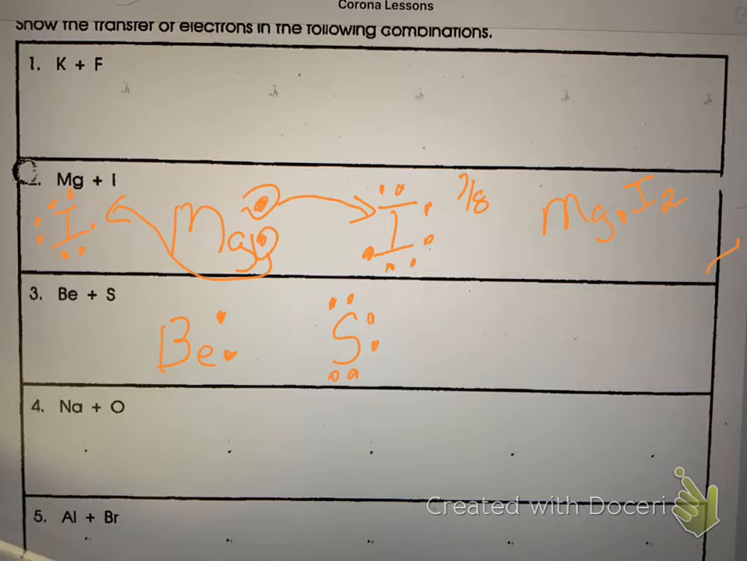Beryllium wants to lose 2. Sulfur wants to take 2. So these electrons are going to zoom over here. Beryllium is going to give up its electrons and be happy. Sulfur is going to take 2 electrons and be happy. So beryllium is going to have a +2 charge. Sulfur is going to have a -2 charge. +2 and a -2, those cancel each other out, right? So we're going to end up with a formula of BeS.